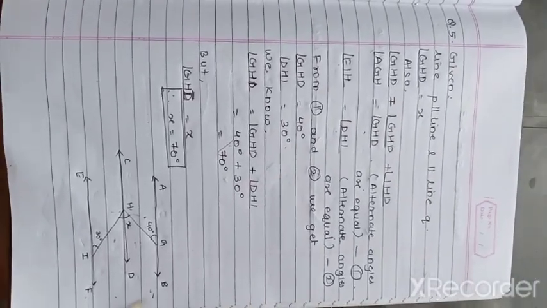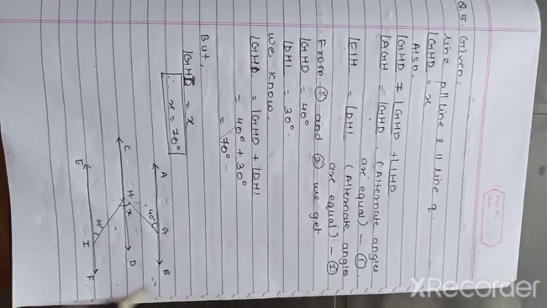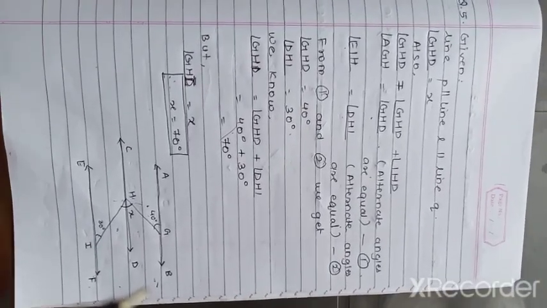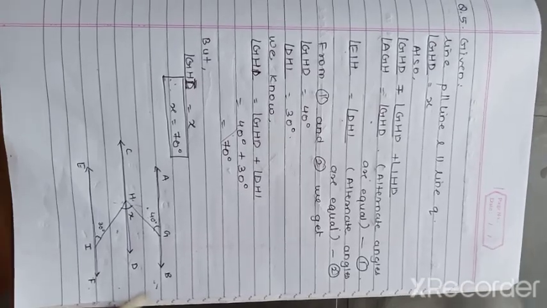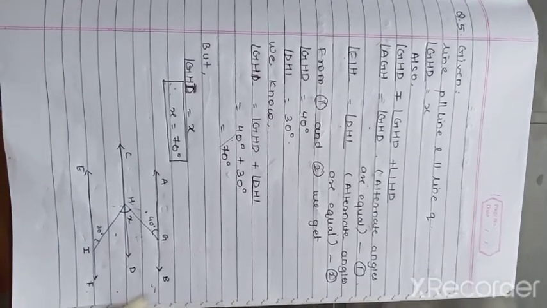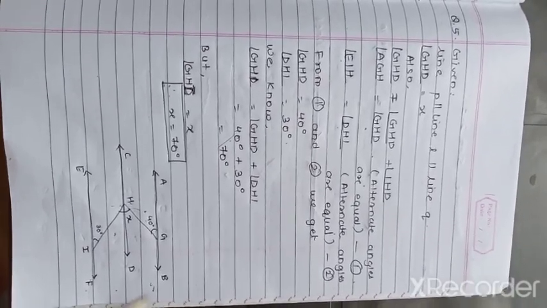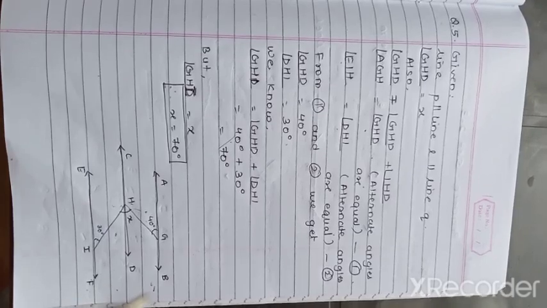This is the solution. We only use the property of alternate angle. That is, we saw that the angles form a Z sign. So Z sign indicates that the angles are alternate angles. So using the property of alternate angle, that the alternate angles are equal to one another, we use that property and found out the value of x.